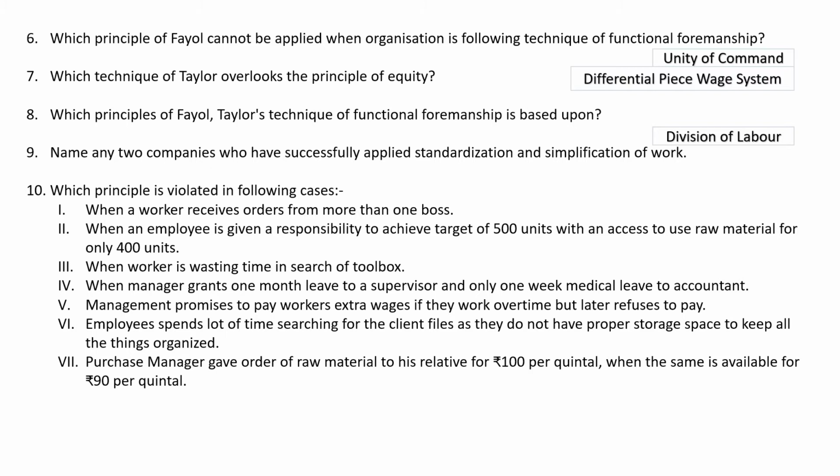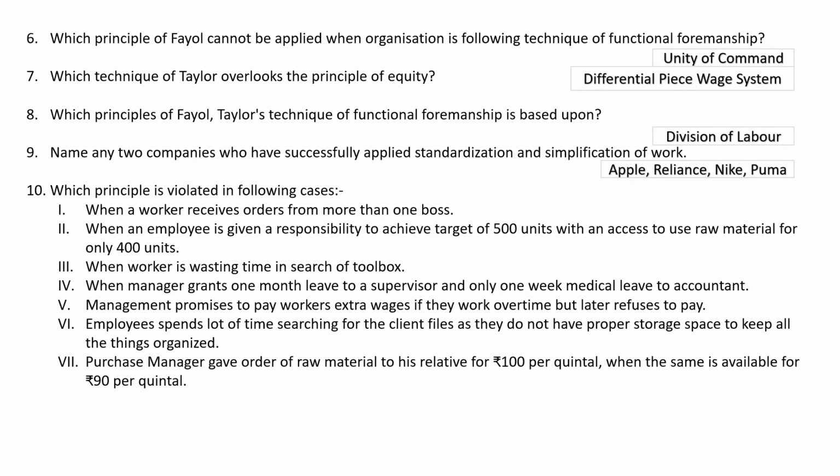Question number 9. Name any 2 companies who have successfully applied standardization and simplification of work. We have a lot of companies in the list. Here I have mentioned Apple, Reliance, Nike, Puma. These are the leading brands, leading companies working in our country. So they have successfully applied standardization and simplification of different kinds of operations in their organizations. Question number 10. Which principle is violated in the following cases? So here we will understand that which principle is not followed in these following cases. Understand? Going ahead.